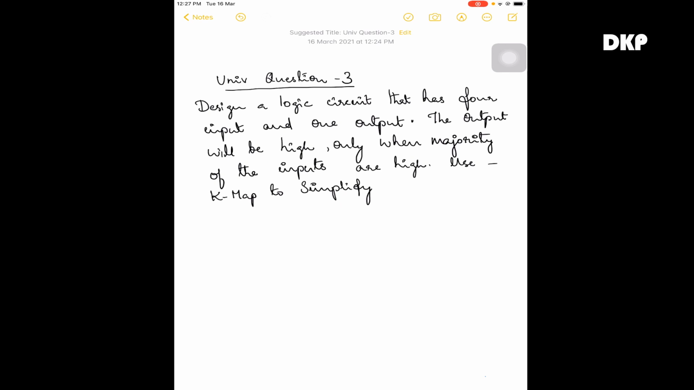Here is the third question. Design a logic circuit that has 4 inputs and 1 output. The output will be high only when the majority of the inputs are high. Use K-map to simplify. The solution of this question will be explained in the next video.